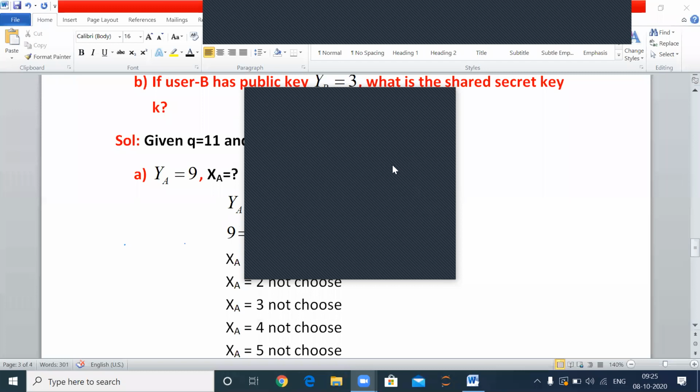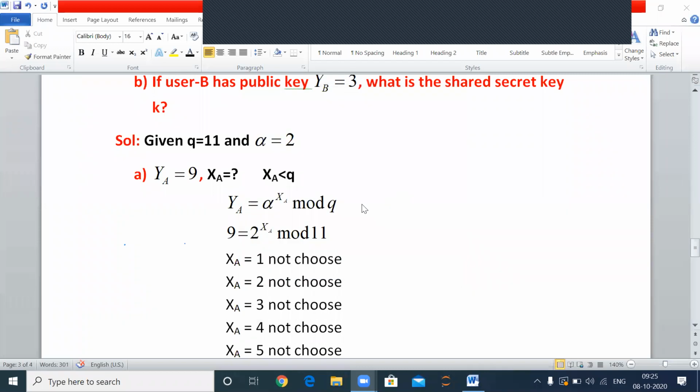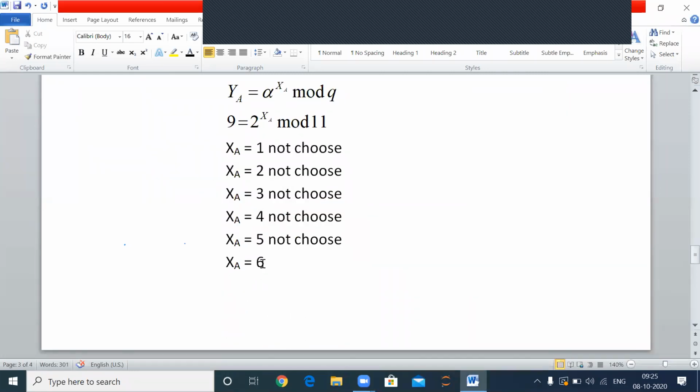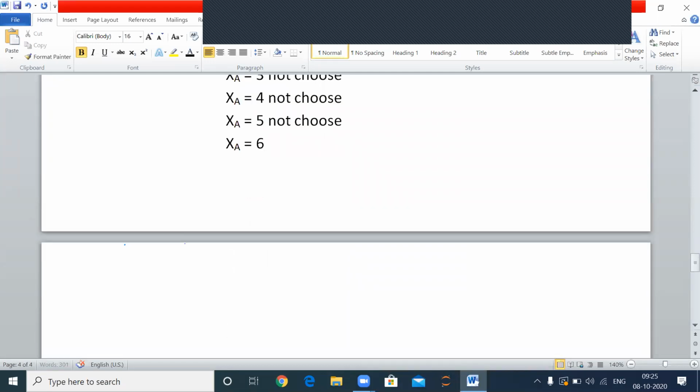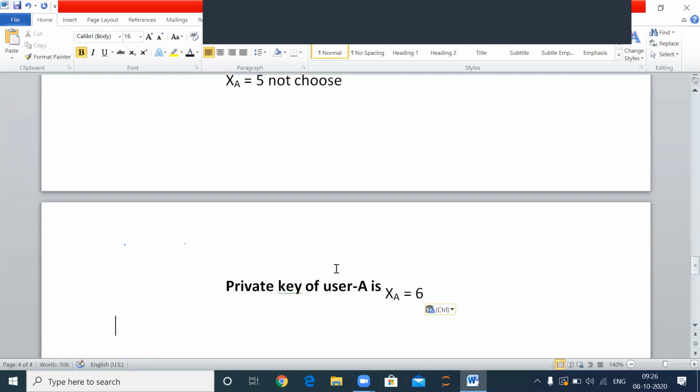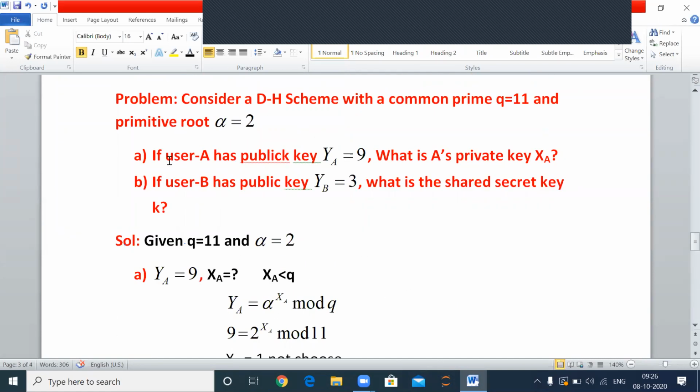Yes, who is that? Mahesh. What is the answer? 9. Right. See, this is 2 power 6 mod 11, which is 9. 9 is equal to 9. So the private key of user A is XA is equal to 6, right? This is the first one.